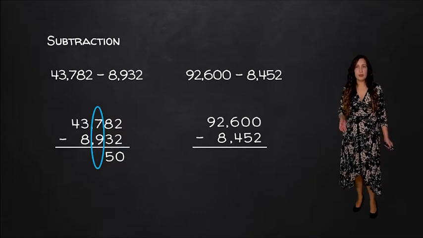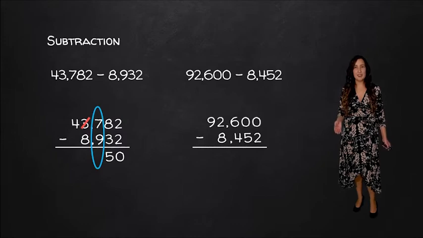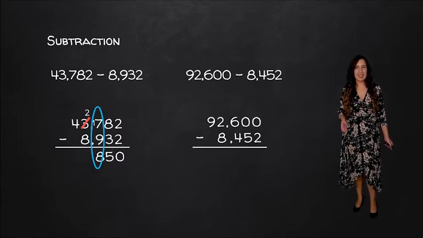So we're going to borrow from the 3. So that means we're going to cross out the 3 and make that a 2. And now that 7 becomes 17. So 17 minus 9 is equal to 8.